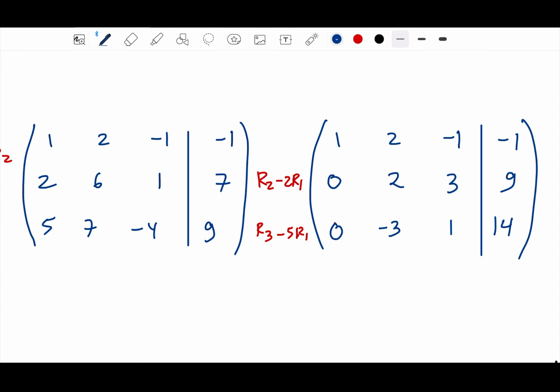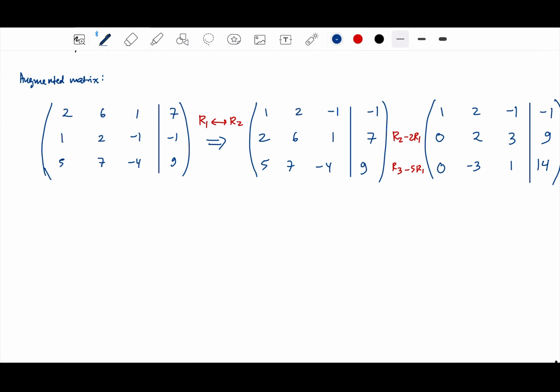Now, if you look at these two rows here, row 2 and row 3, I want to change this row 3 so that this negative 3 can be 0. So we can multiply this by 2 and multiply this by 3 and then plus. So negative 6 plus 6 is 0, right? So let's do that. So let me write in this part here. So the same thing here, 1, 2, negative 1. Negative 1, 0, 2, 3, 9.